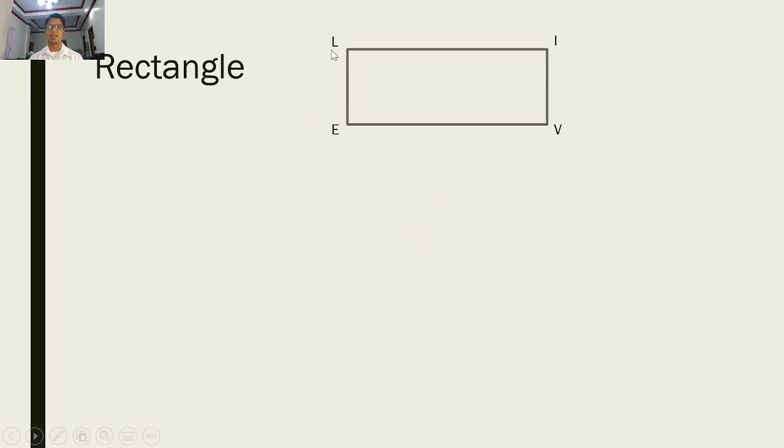So this is the name that I have chosen: Leaf. So we have rectangle LEAF. We named this just like what we do in naming a parallelogram, by using the vertices. Again, they are consecutive. So we have here now rectangle LEAF. What have we observed about this rectangle?